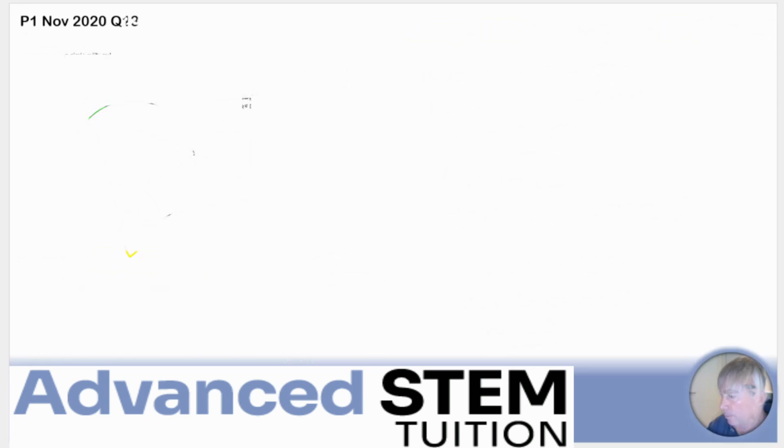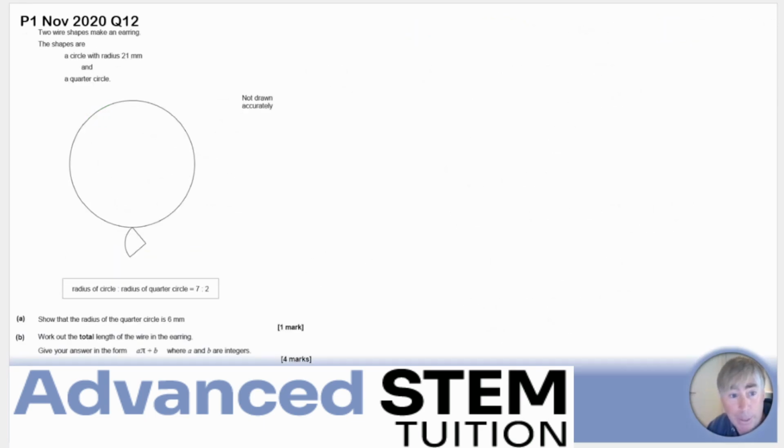Catch up soon. From paper 1, non-calculator paper, November 2020, question 12. So we are basically given a design for an earring. It's made up of a big circle and a smaller quarter circle, and we are told that the ratio of the radii is 7 to 2, and we're also told the radius of the large circle is 21 millimeters. So immediately we can sketch this in. So r is equal to 21. I'm not going to put the units in for now.